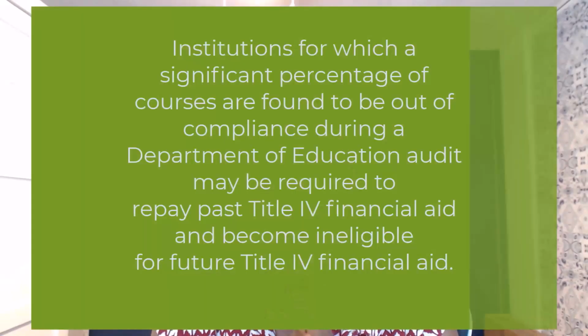But it wasn't until 2019 that they started to address the fact that many colleges were not doing the RSI in their online courses. So basically what it boils down to is, and I'm going to read this to you and I'll put it on the screen. Institutions for which a significant percentage of courses are found to be out of compliance during a Department of Education audit may be required to repay past Title IV financial aid and become ineligible for future Title IV financial aid.